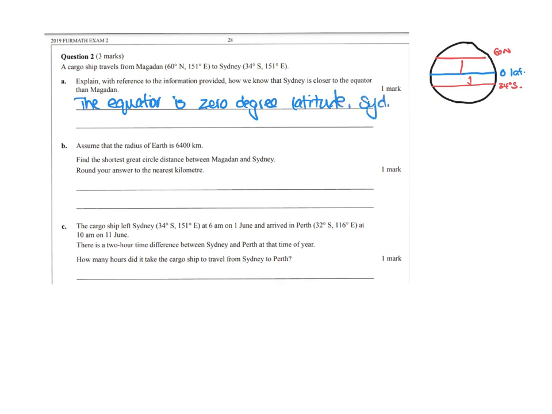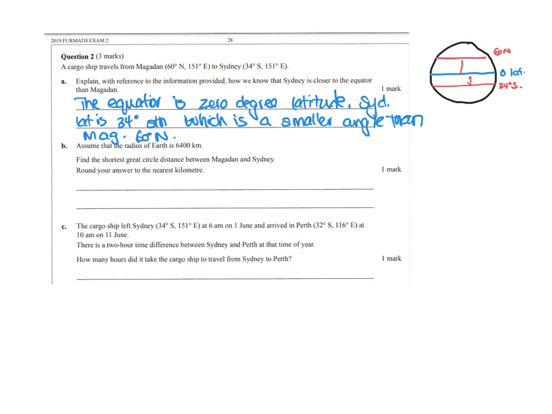Sydney's latitude is 34 degrees south, which is a smaller angle than Magna's, we'll just abbreviate there, 60 degrees north. Okay, so that's where you write something like that.